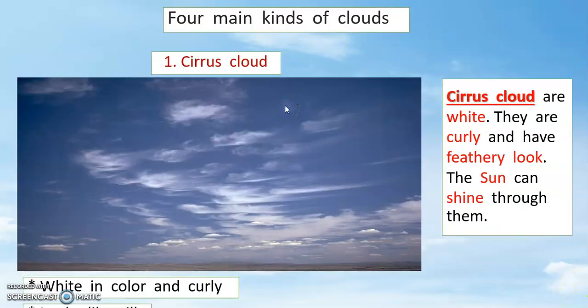These are the 4 main kinds of clouds. Number 1 is cirrus cloud. This is white in color and curly. It looks like silk. Cirrus clouds are white, curly, and have a feathery look. The sun can shine through them.